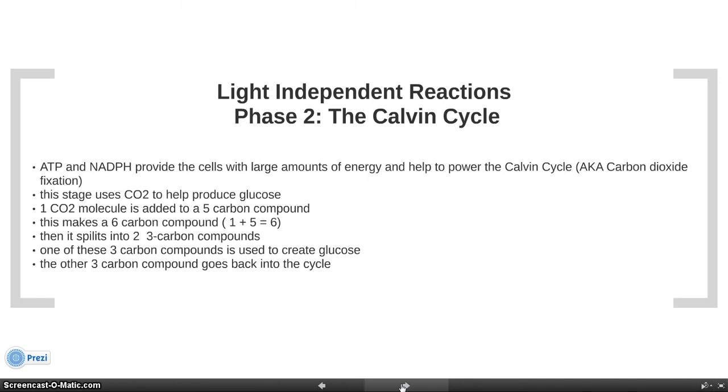Again, I've also simplified this as much as I can. So let's get through the words and I can show you a diagram. 1 carbon dioxide molecule is going to be added to a 5-carbon compound. Don't worry about the name, just know that's a 5-carbon compound. This makes a 6-carbon compound. 1 plus 5 equals 6. That 6-carbon will be split into 2 3-carbon compounds. 1 is going to go on to create glucose. The other carbon compound goes back into the cycle to go through it again.